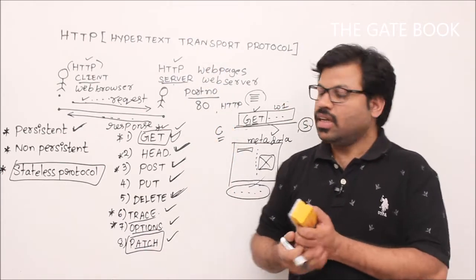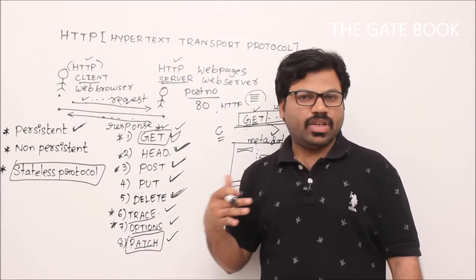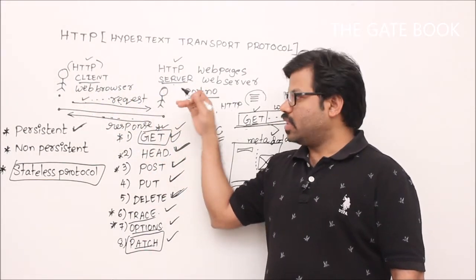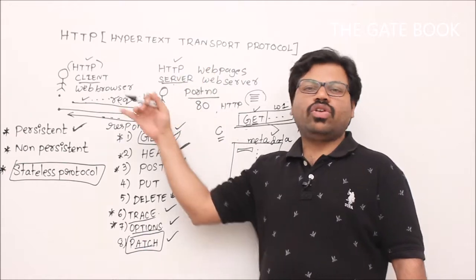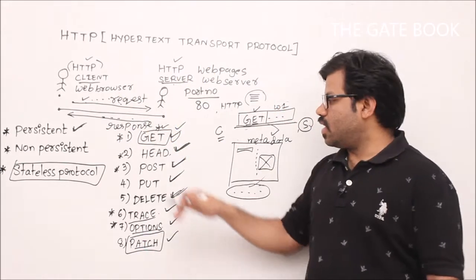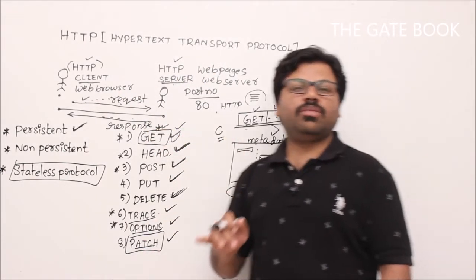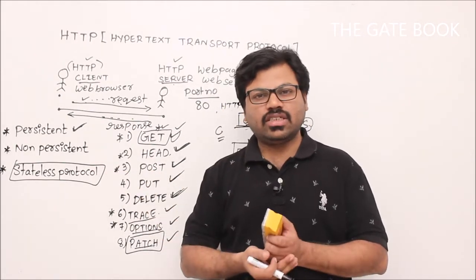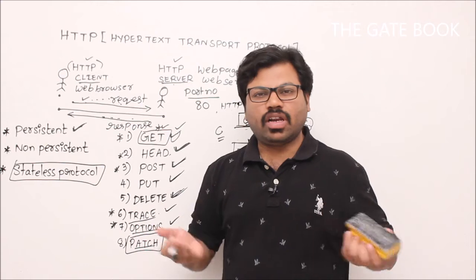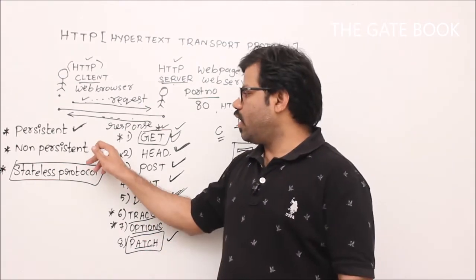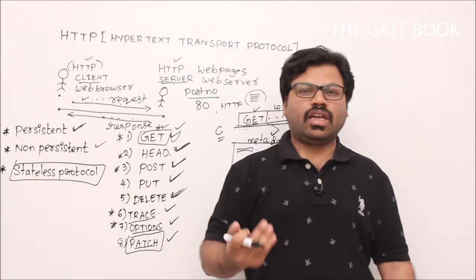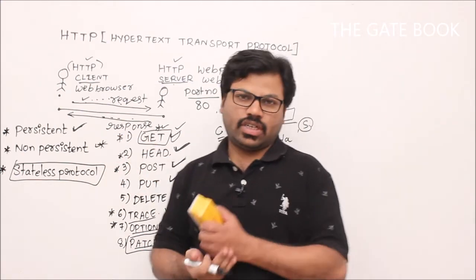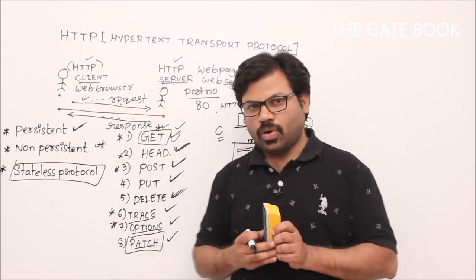Let me summarize. In HTTP there will be a client and a server. The client will request through messages and the server is going to respond. What kind of messages we can send is this one. And HTTP is a stateless protocol. One more thing, we can have persistent connections. That means in one connection we can send multiple requests. Otherwise, for every request we can create a different connection. Of course, I say that is useless and inefficient. This is about the HTTP protocol.